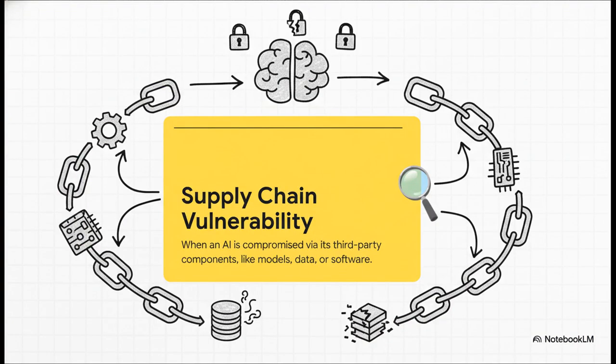See, here's the thing about modern AI. Almost nobody builds it completely from scratch. Developers rely on this whole supply chain of third-party parts. Pre-trained models they download, public data sets, open-source software packages. And a supply chain vulnerability is what happens when just one of those components has been messed with, or just has a major security flaw baked right in.